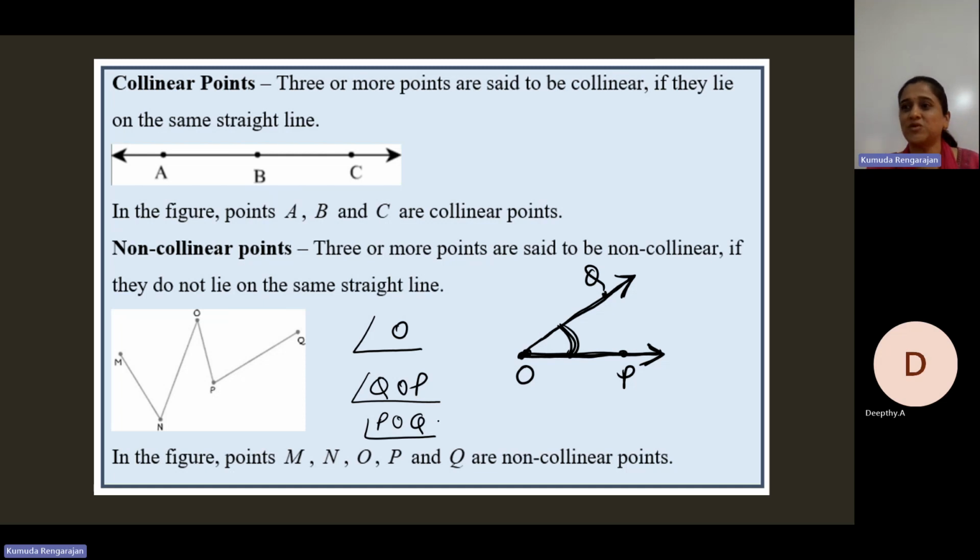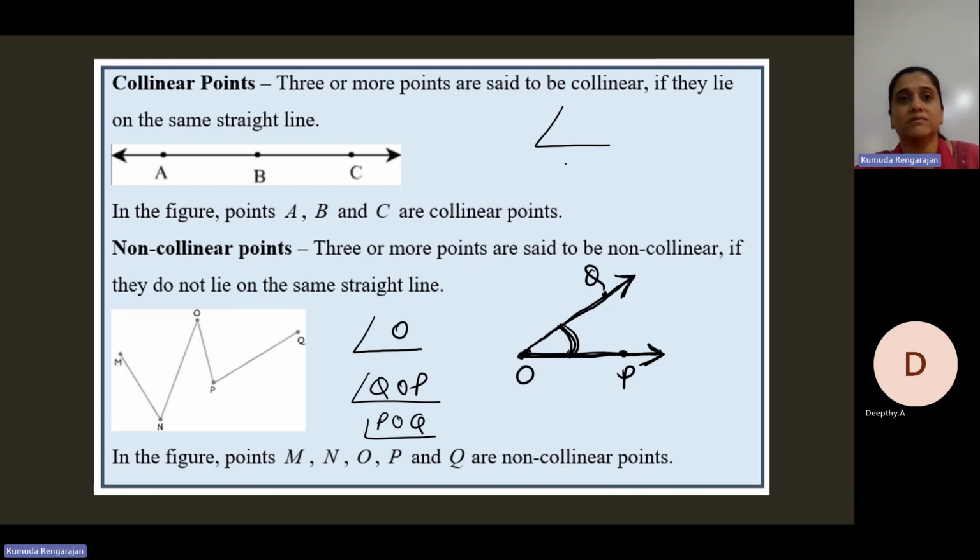Yeah, very good. O should be in the middle, because O is the vertex. And that's the point where the angle is formed. Okay, so that letter O should be in the middle. So you can simply say angle O. Or if you want to use 3 letters, angle QOP or angle POQ.